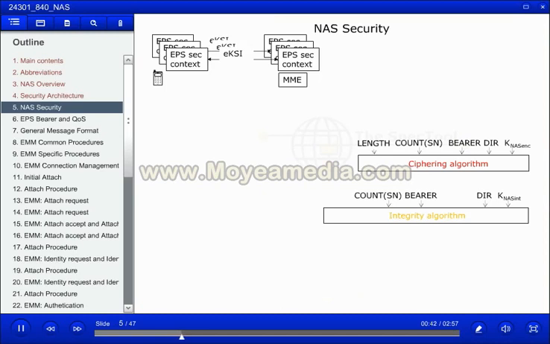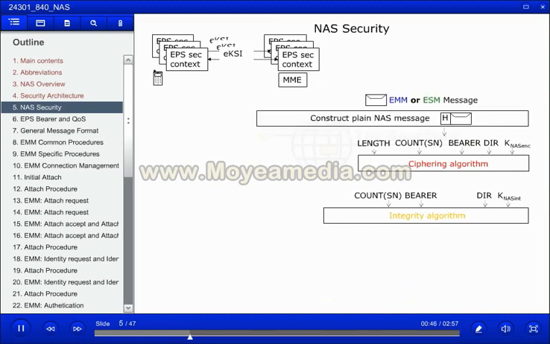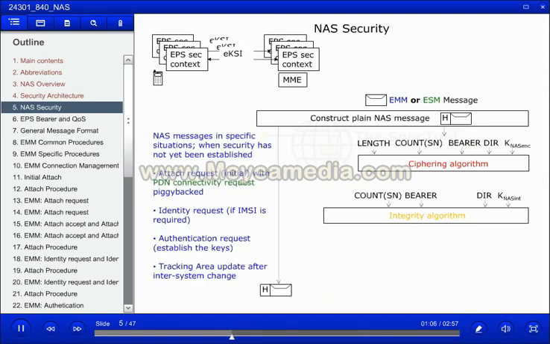Both the EMM and the ESM sublayers generate plain NAS messages, with a plain NAS message header indicating the type of message. But before the EPS security context can be established, some of the messages between the UE and the MME have to be sent non-security protected.